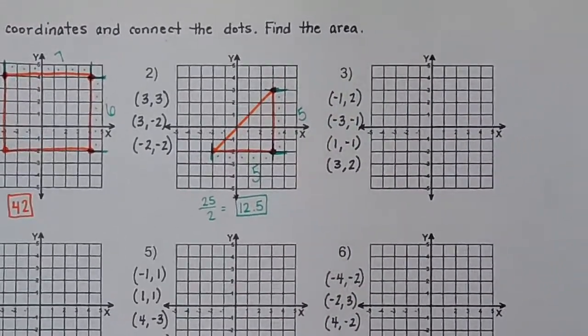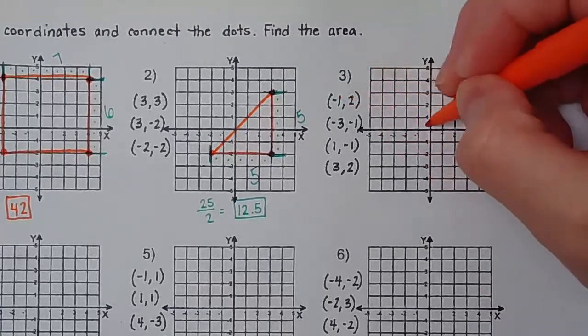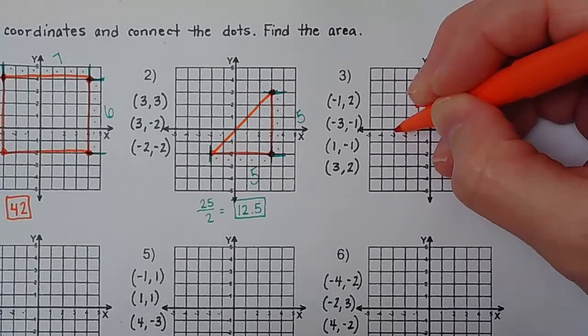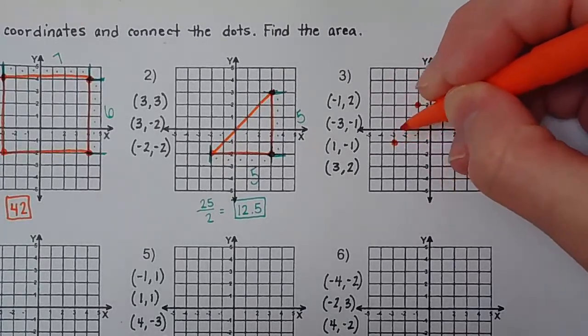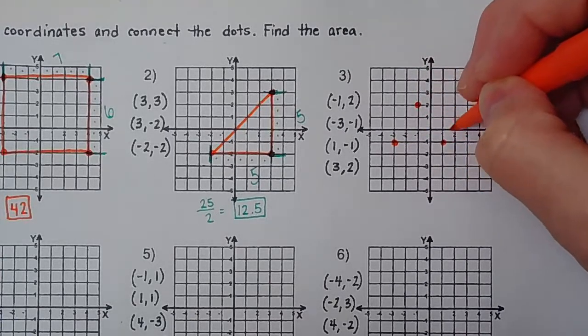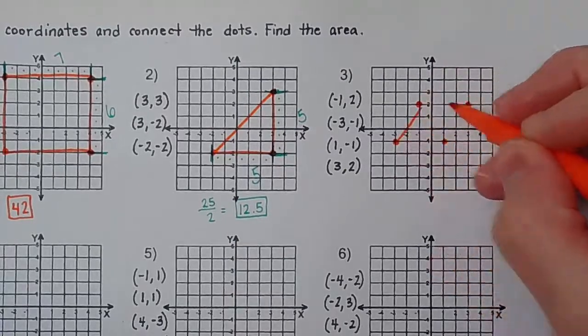I am going to do this one because I think this one's a trapezoid if I remember correctly. Let's just do it real quick. I promise this is the last one to be under a 5-minute video. -1, 2, -3, -1, 1, -1, and 3, 2. Oh, it's a parallelogram.